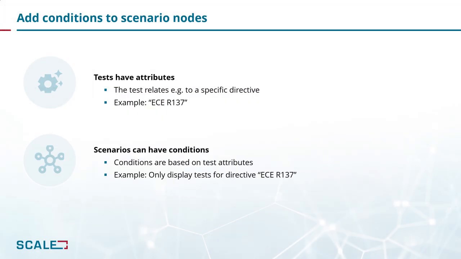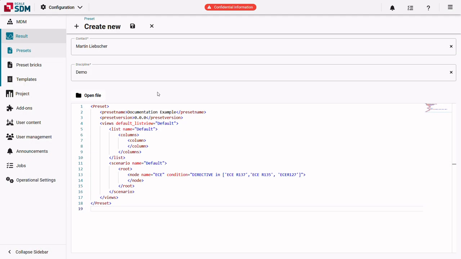The basic idea is as follows. Tests have attributes. For example, a test might relate to a specific directive. Scenarios can have conditions, which are based on test attributes. For example, a condition might be to only display those tests that relate to certain directives. Let's look at an example XML file with a scenario and a condition.